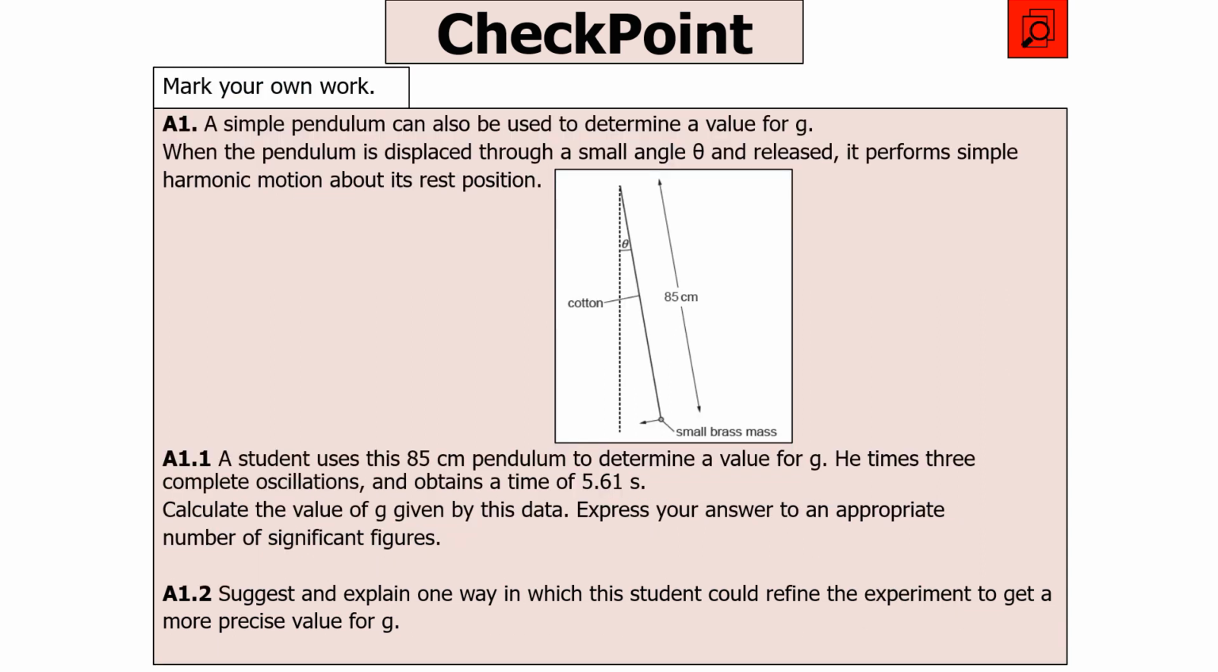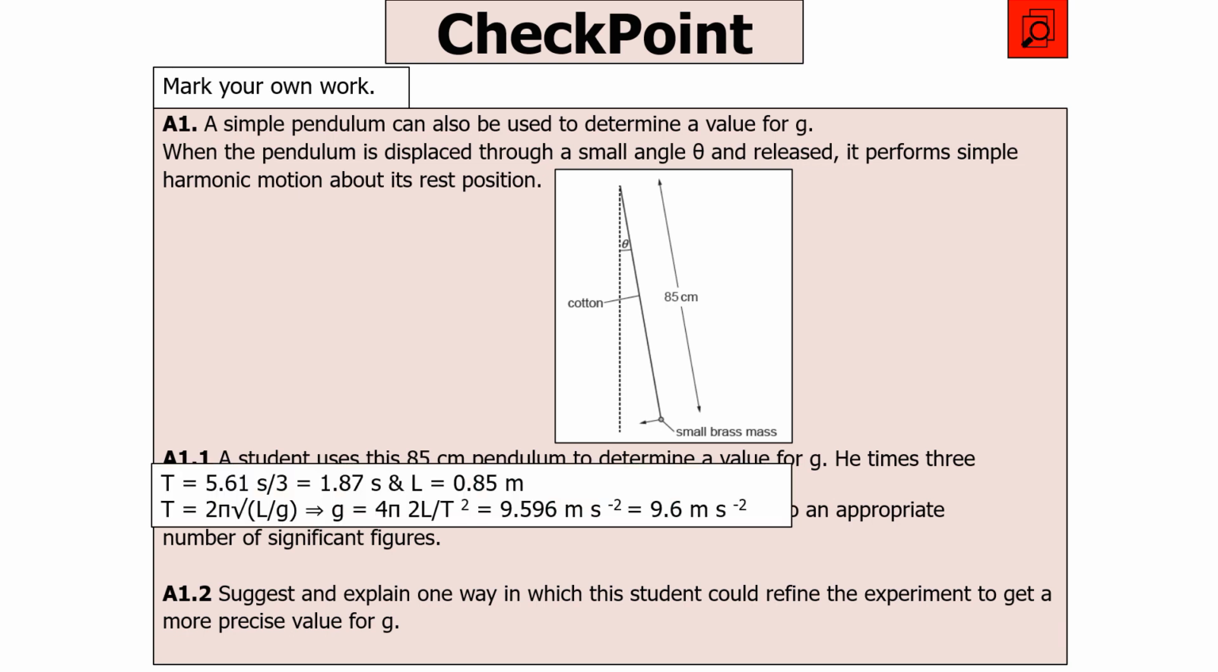Right, so what we can say is the time period is going to be 5.61 divided by 3, because there's 5.61 seconds for 3 oscillations, so it's 1.87 seconds. We know L is going to be 85 centimeters in meters, 0.85 meters. We know T equals 2π times the square root of L over g. Rearrange, make g the subject, pop in the numbers, and we get 9.6 meters per second squared.